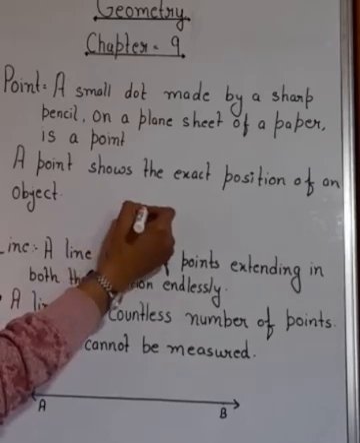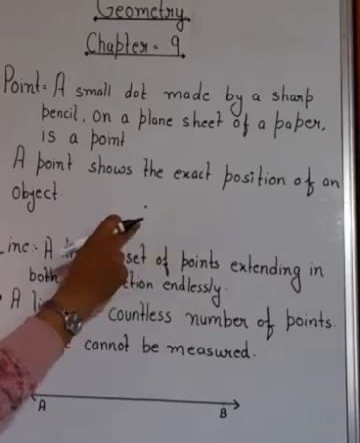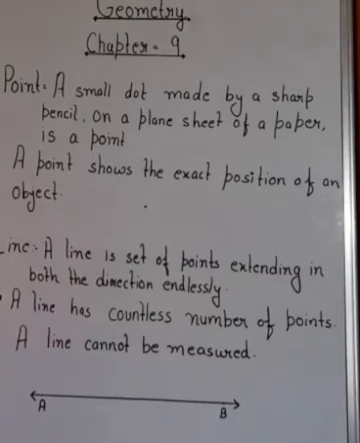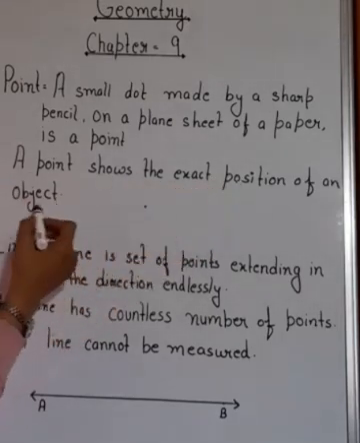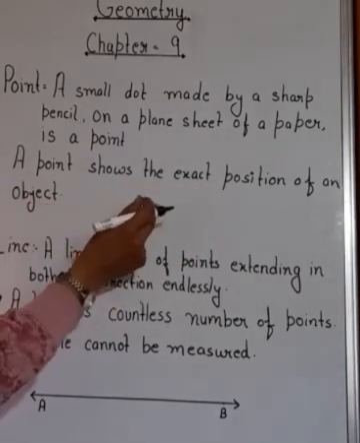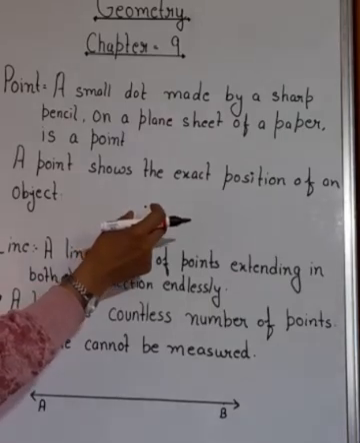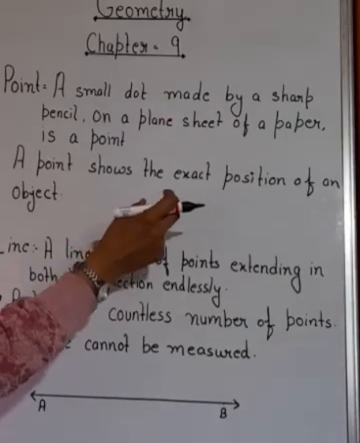Okay, I'm making it a little bit darker so that it is visible for you. So this is a point. A point shows the exact position of an object. Now what is the use of this point? A point is used to show the exact position.